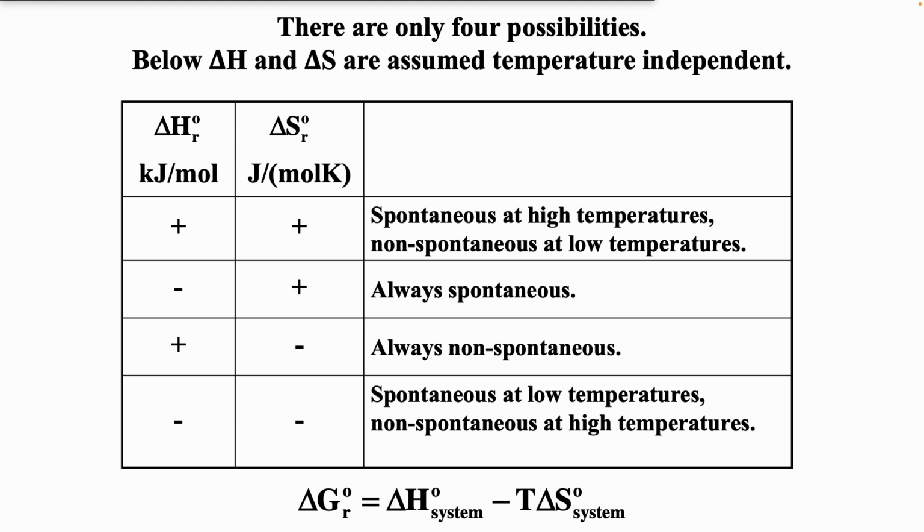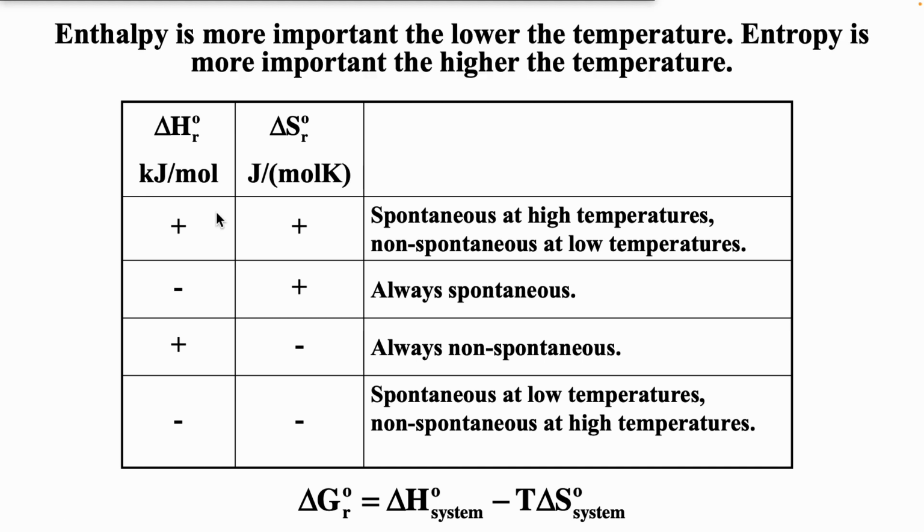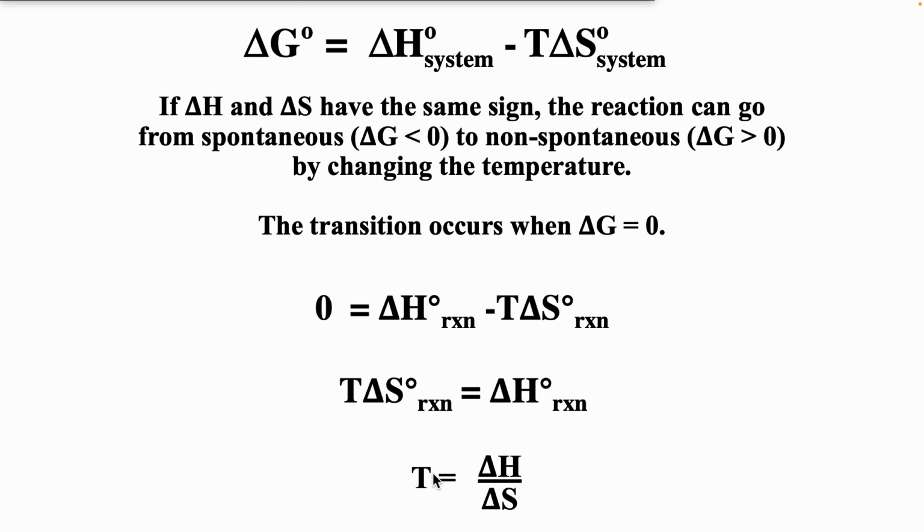And so again, if delta H and delta S have the same sign, whether or not the reaction is spontaneous or non-spontaneous depends on temperature. It's also kind of interesting if you look at this equation down here, what it shows you is that this term, the second term, becomes more important at high temperatures, and so entropy is more important at high temperatures, and enthalpy is more important at low temperatures.